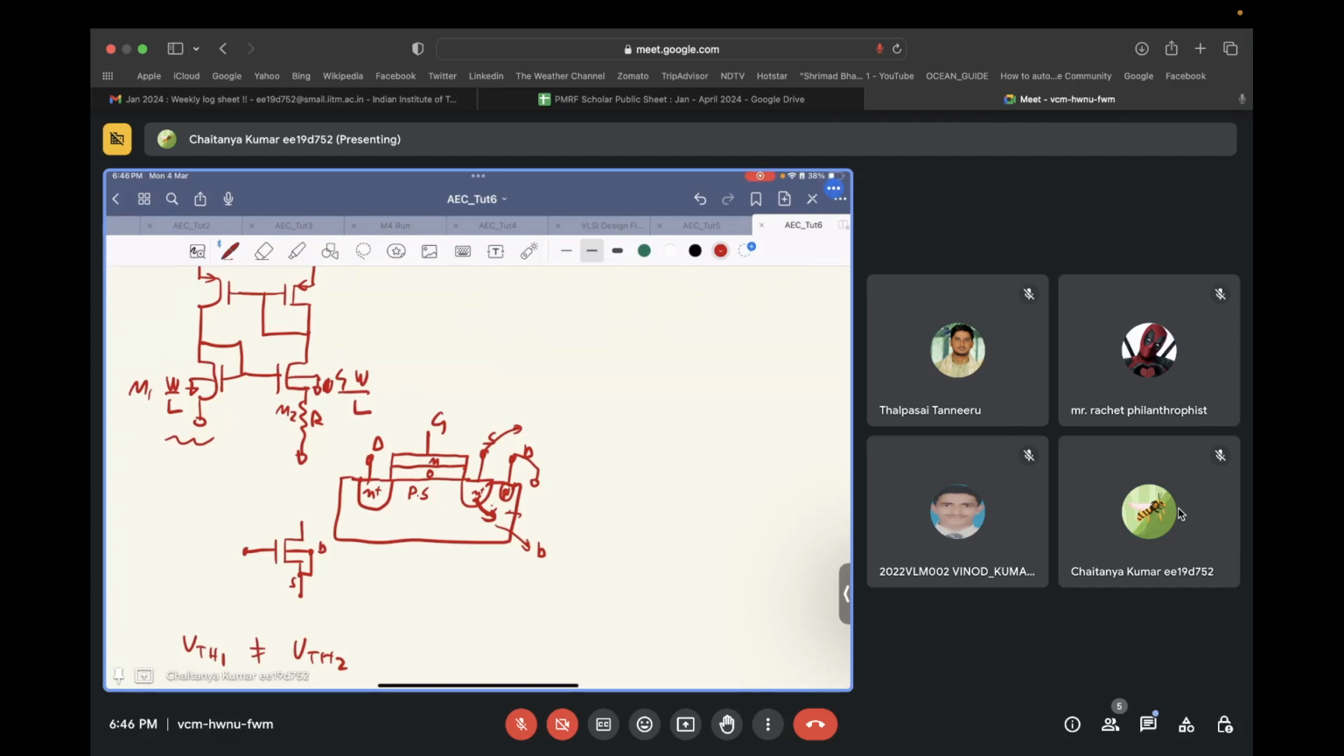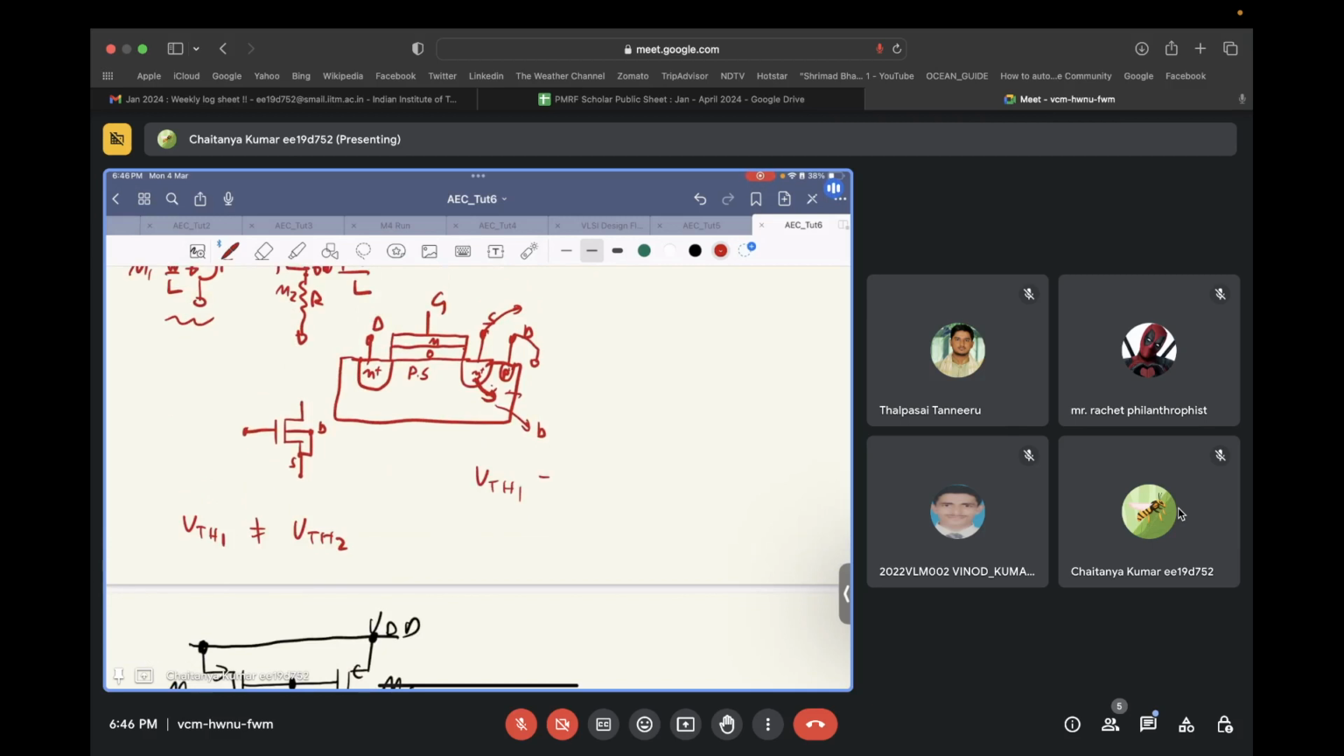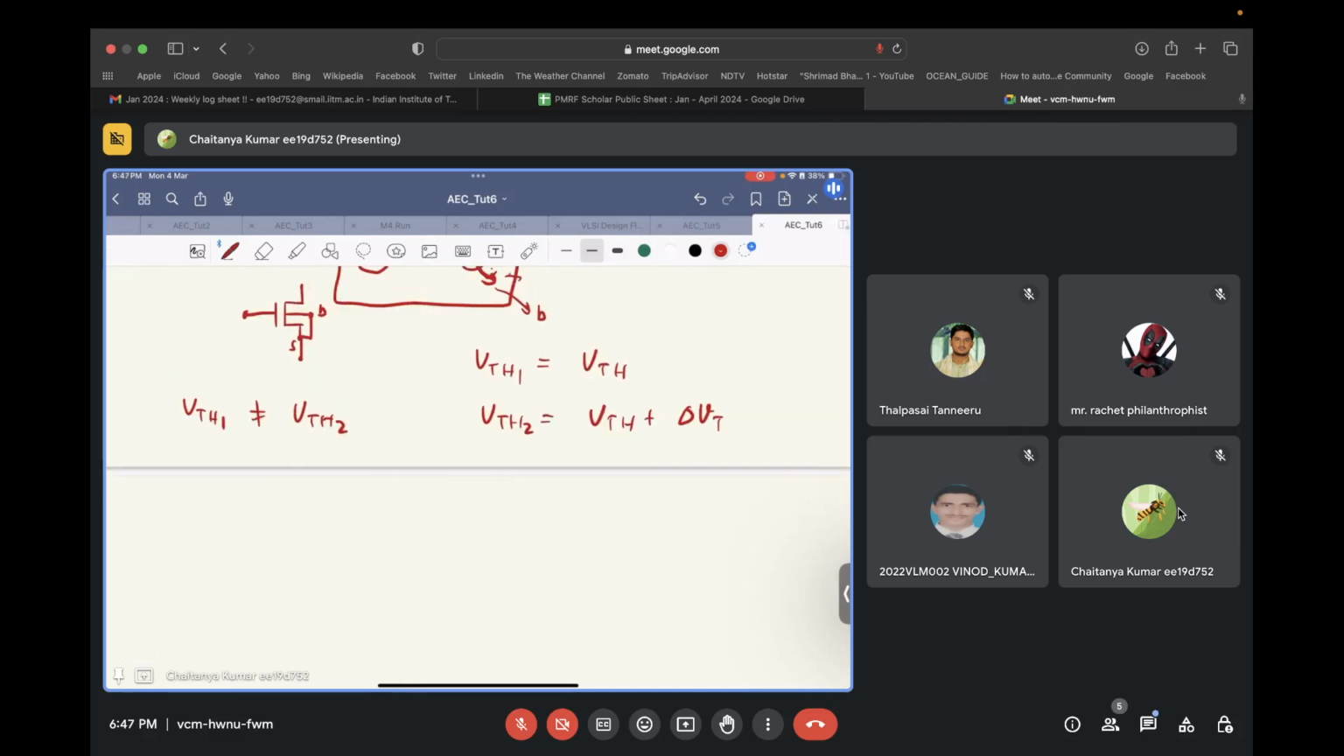You understand this? Yes, sir. The threshold voltage of two transistors will not be equal, and this is not the mismatch in threshold voltage due to random factors. This is a systematic mismatch. Why has this occurred? Because the source terminal of transistor M2 is not actually connected to ground. So the threshold voltage of transistor 1 and transistor 2 are different. So let's say your transistor 1 has VTH1 equal to VTH, and your transistor 2 has VTH2 equal to VTH plus some delta VT. Okay, you understand?